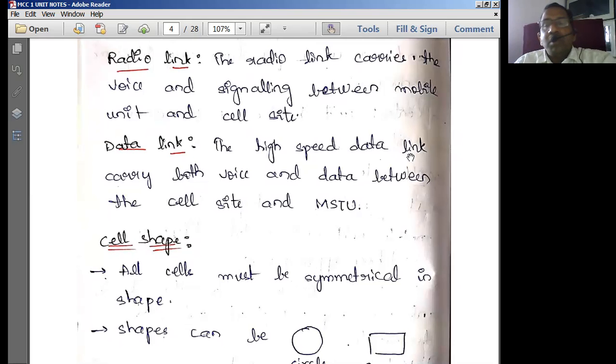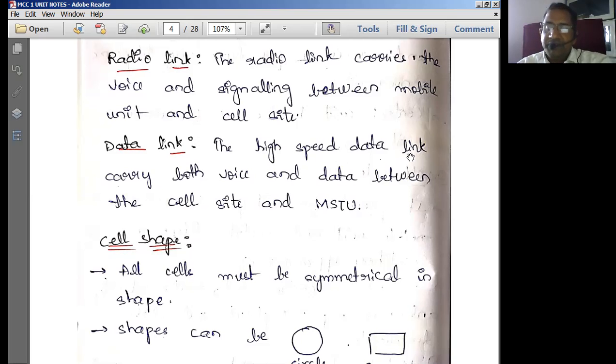One more link we have is the data link. So we have two links. One is the radio link, which carries the voice and signaling information between the mobile unit and the base station. The data link carries both voice and data between the cell sites and the MSC. The communication between the base station and the MSC must be very fast, which is why we have a wide communication link between the data units and the MSCs.